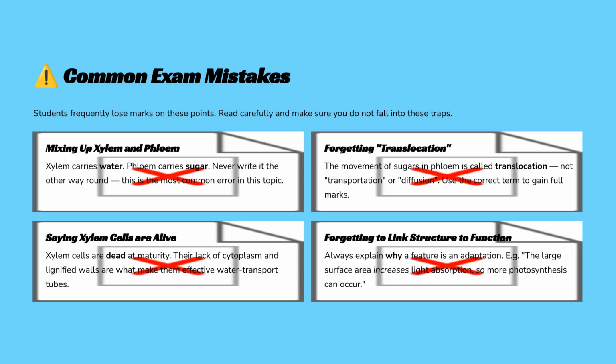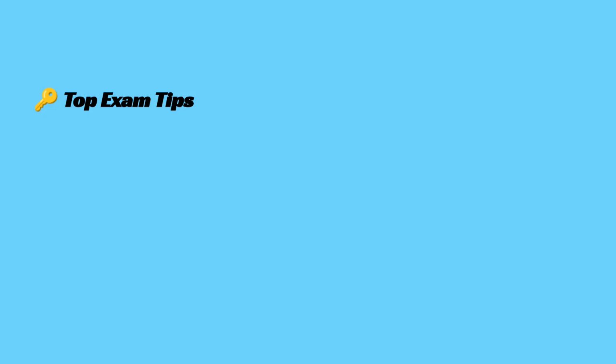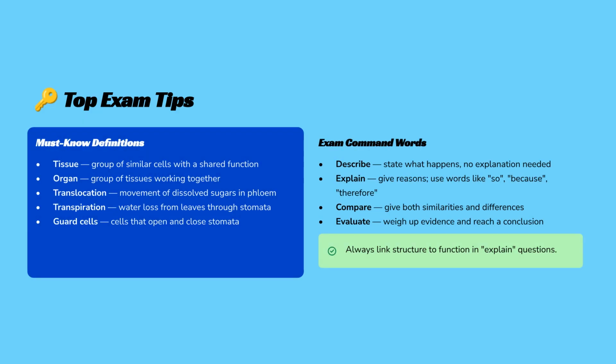Avoid common exam mistakes. Do not mix up xylem and phloem functions. Xylem is water, phloem is sugar. Use the correct term translocation for sugar movement, and remember that xylem cells are dead at maturity. Know your definitions, especially for tissue, organ, translocation, and transpiration. Understand command words like explain, which requires you to link structure to function using words like because or so.